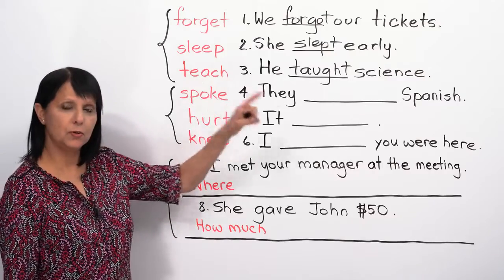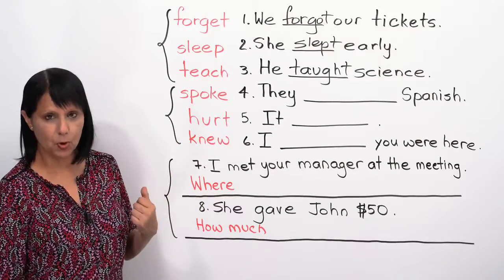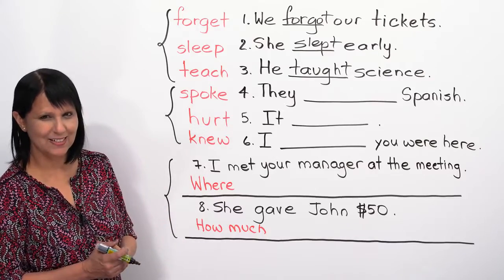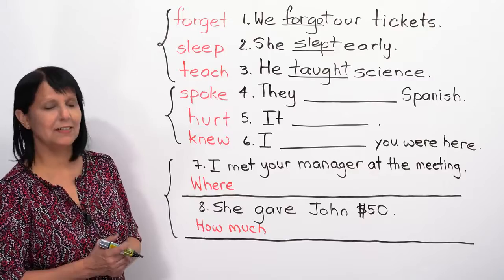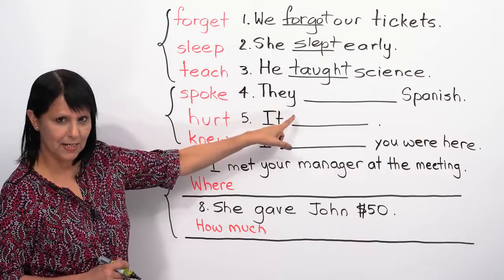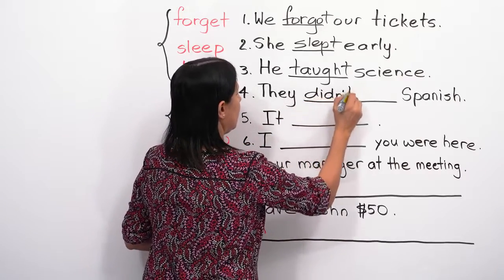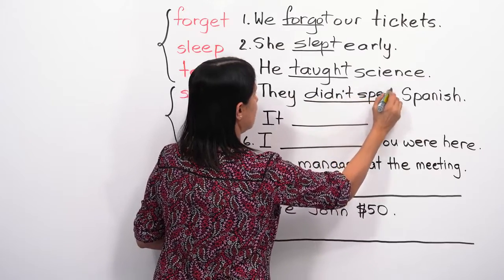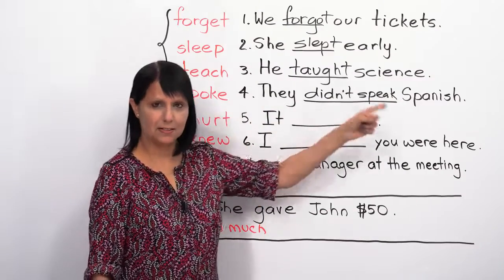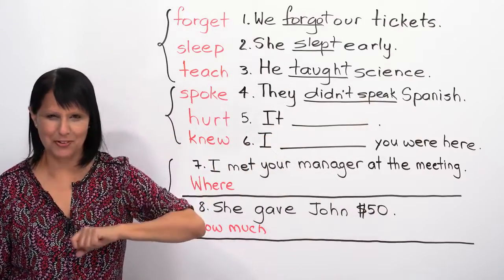But what we're going to do is we're going to make this sentence a negative sentence. All right? So, the verb is spoke. Spoke is the past tense of which verb? Speak. Good. So, now how do we make it negative here? They didn't speak Spanish. Okay? They spoke Spanish. They didn't speak Spanish. Remember, we're coming back always to the base form of the verb.